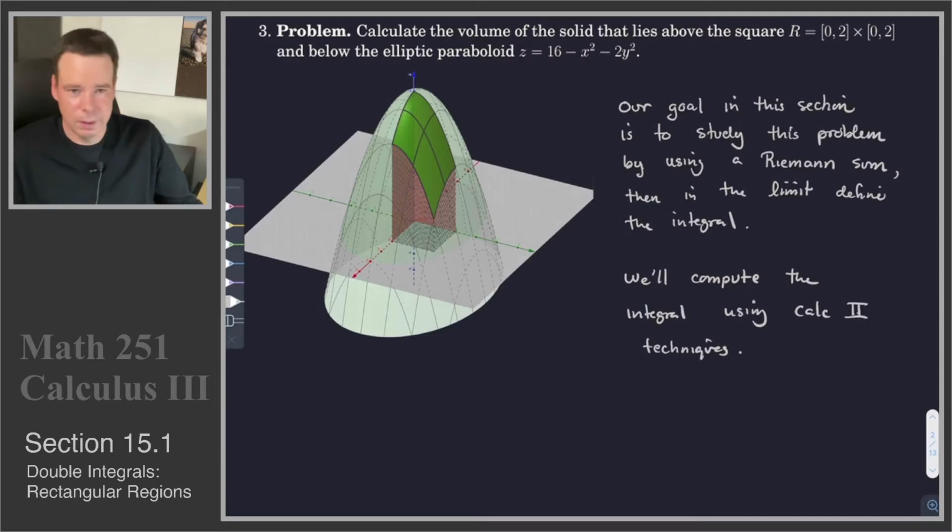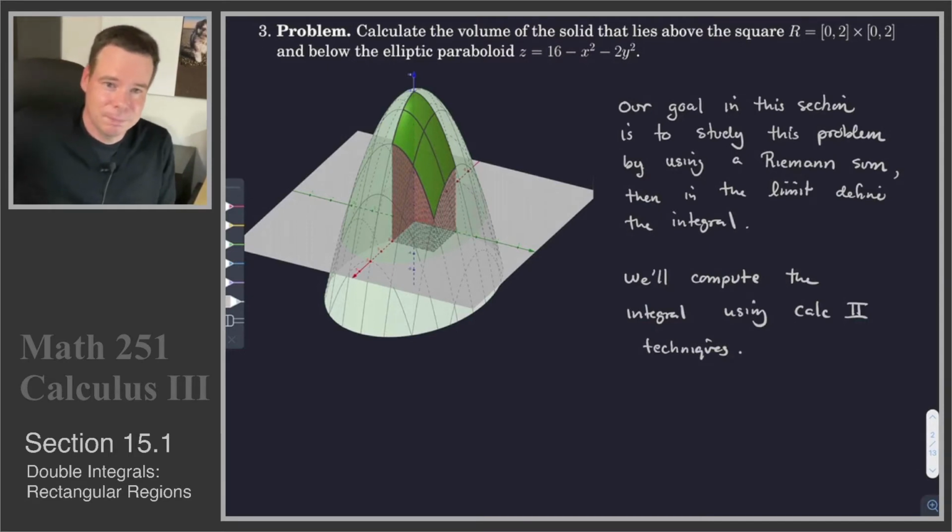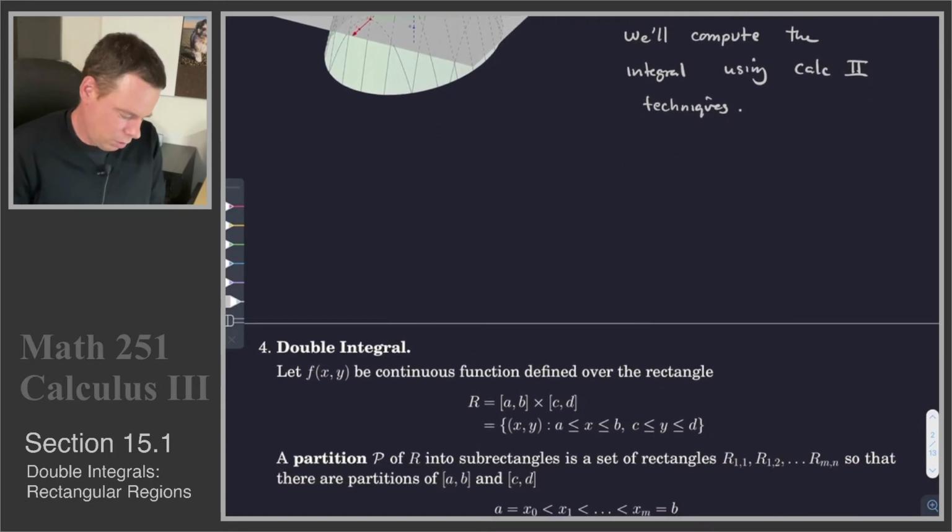So that's our goal. We've got the volume problem that we're trying to figure out. We're going to estimate it by chopping it up into little bits and using rectangular boxes to estimate the volume. That's going to give rise to this notion of a Riemann sum. We're going to look at taking the limit as the number of boxes goes to infinity. That gives us the definition of the integral, which represents the volume. And then we're going to compute said integral by using calculus 2 techniques. So let's get started with this.